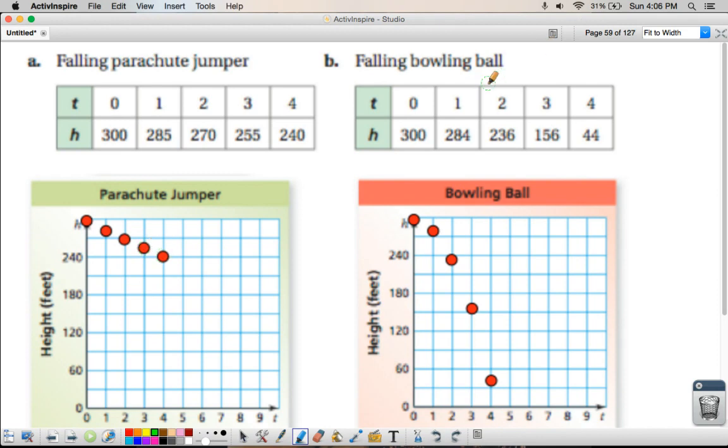Again, with the falling bowling ball, we have 0 and 300, 1 and 284, 2 and 236, 3 and 156, and 4 and 44. If you are graphing these, you can just look at them and say this right here makes a straight line. This one doesn't. So still, A is a linear function.